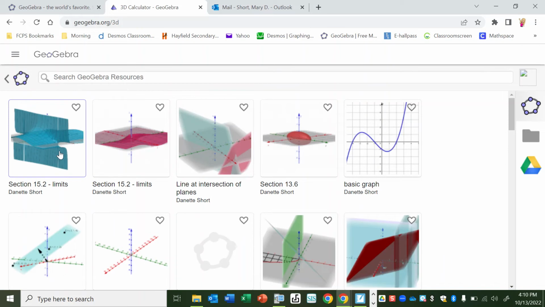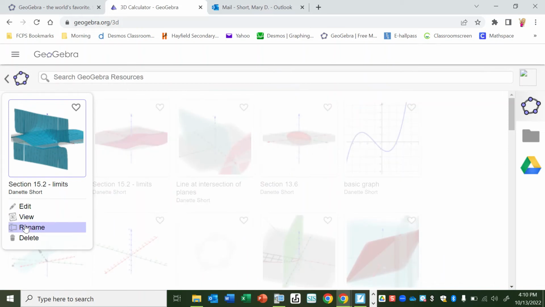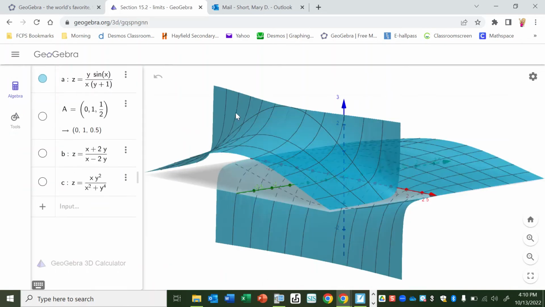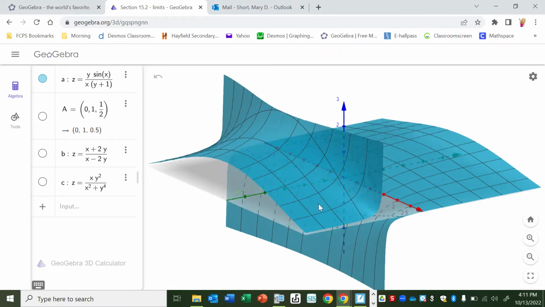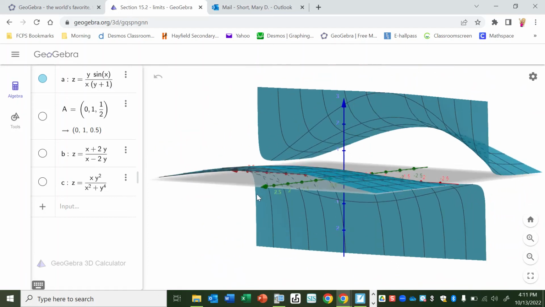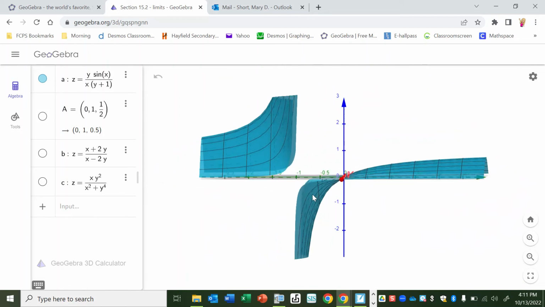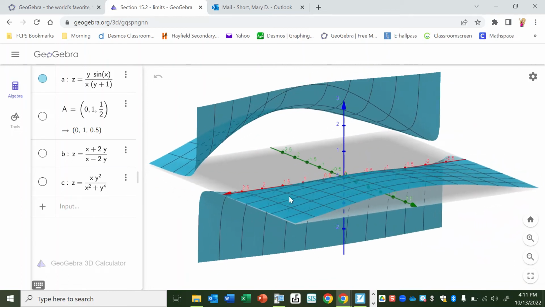All right, let me see. All right, here we go. So this is what I want. And let's see. This was the one, y sine x over x and y plus 1. This is the one that we were doing, part B, right? Look, this is like a crazy picture right here. We were trying to do the limit as x, y goes to 0, 1. Well, we found that it was 1/2, right?